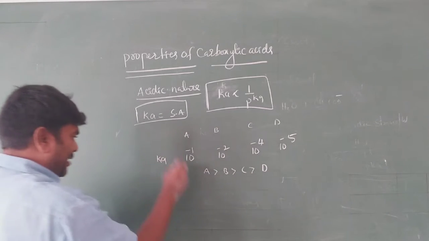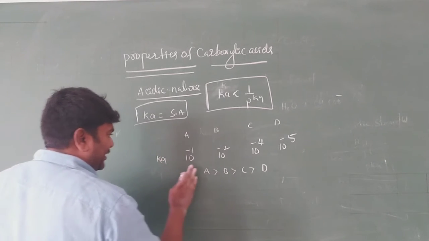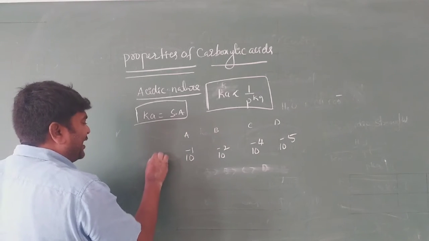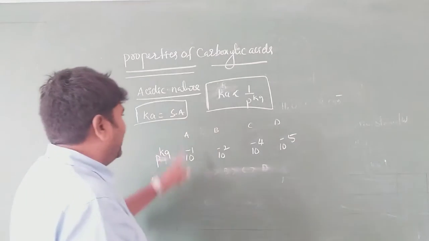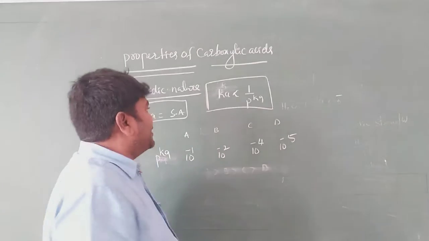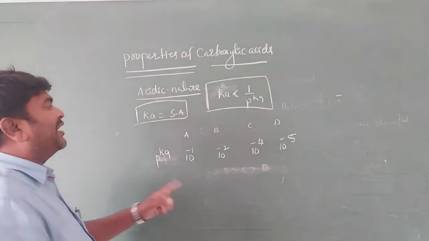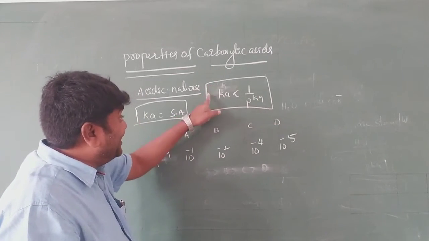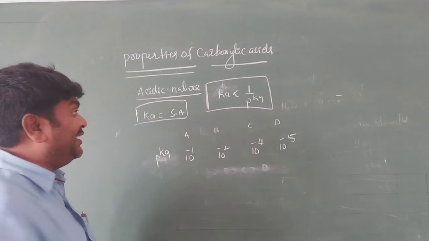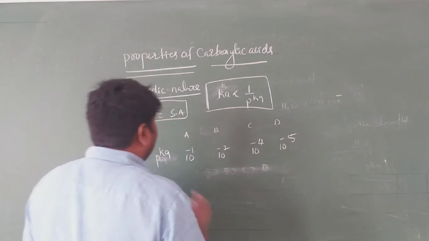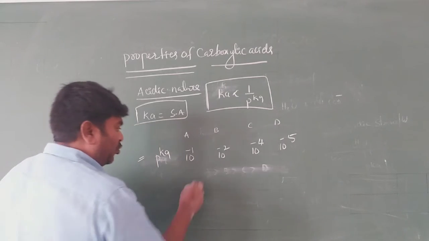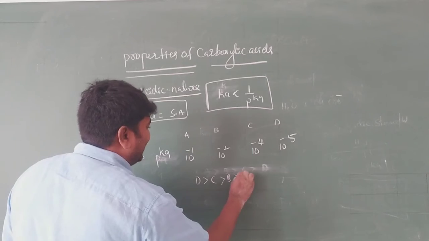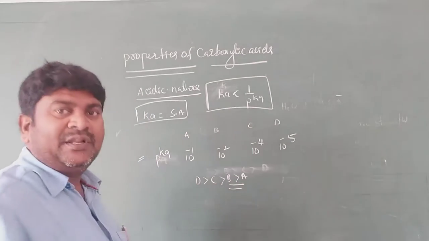Similarly, if you take the same thing with pKa values for different acids A, B, C, D, which is the strong acid here? As the pKa value increases, acidic strength decreases. D is the strong acid. In terms of pKa value, D is greater than C is greater than B is greater than A. I hope all the students have understood this one.